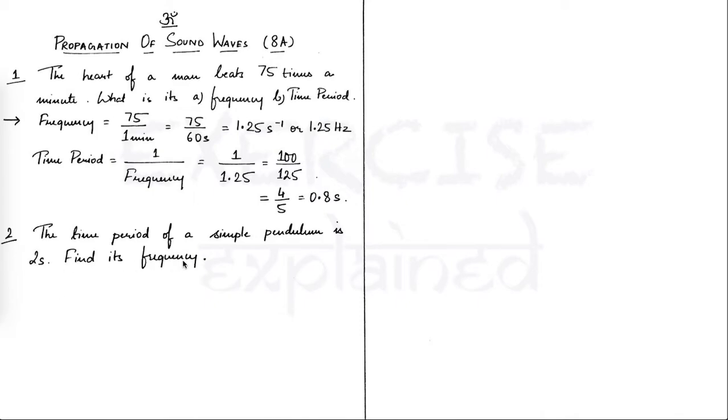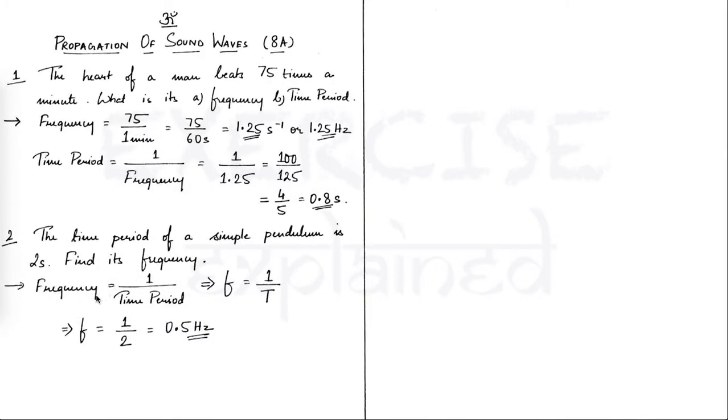We need to find its frequency. So we can use this formula, time period is equal to 1 by frequency. So we can write frequency is nothing but 1 by time period. So F is equal to 1 by capital T. Time period is denoted by capital T. Frequency is denoted by small letter f.